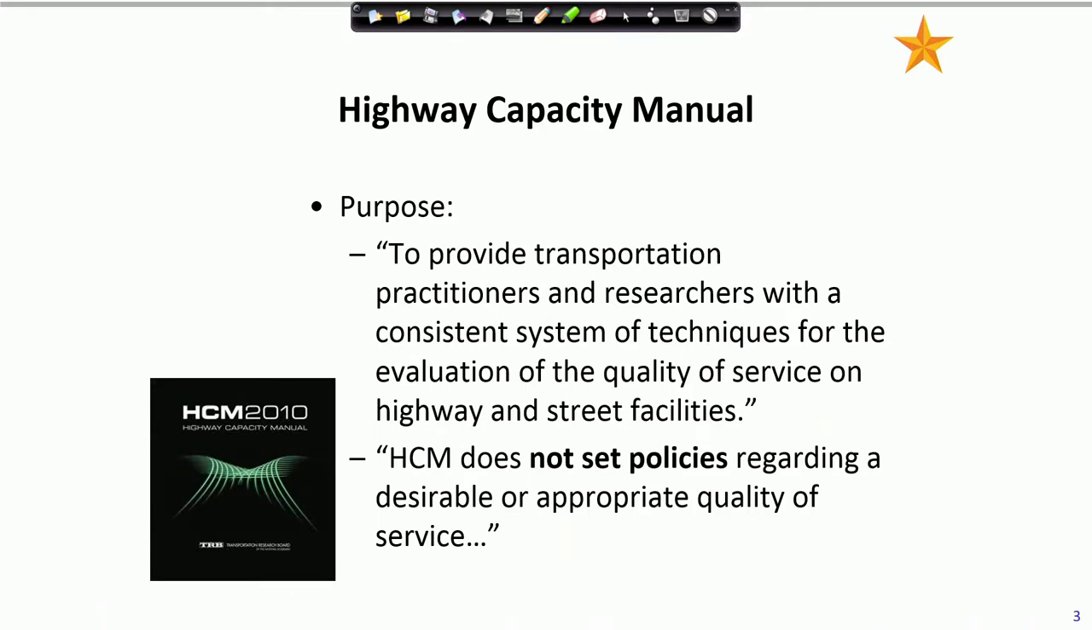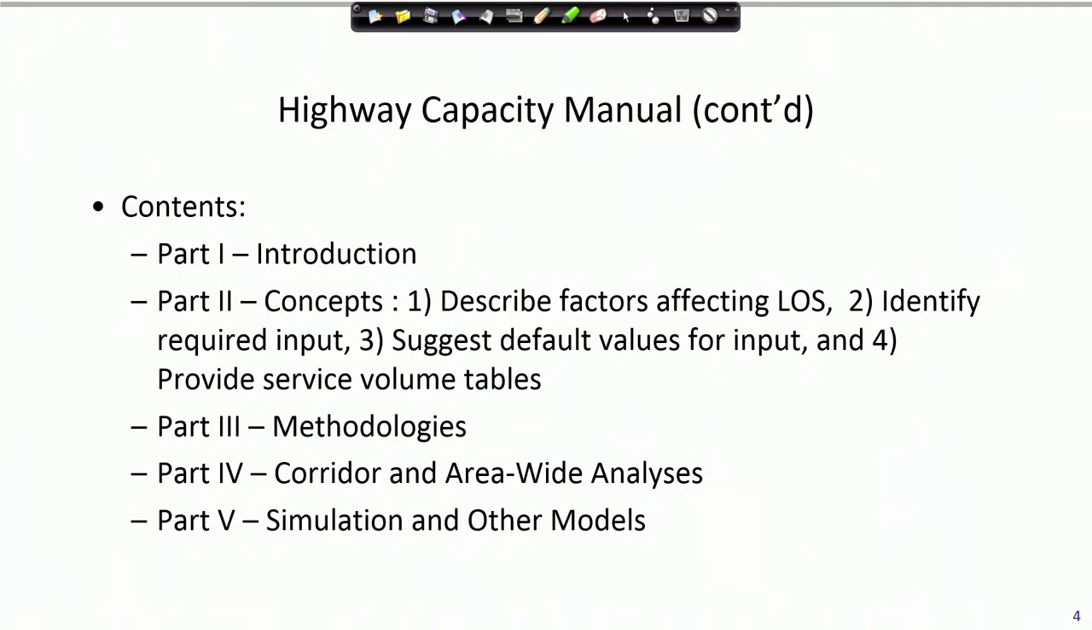But the one key is that it's not providing policy. If you set this as a policy, that means government has to invest a lot of money to meet the needs. But it's providing ways of understanding it. And it's up to the local government how to set priorities to invest on. It's a big issue in the U.S., especially with the lawsuits coming up. I can tell you more about those when we have more time. But so that's the purpose of the Highway Capacity Manual.